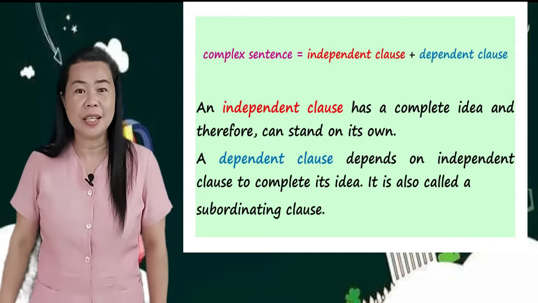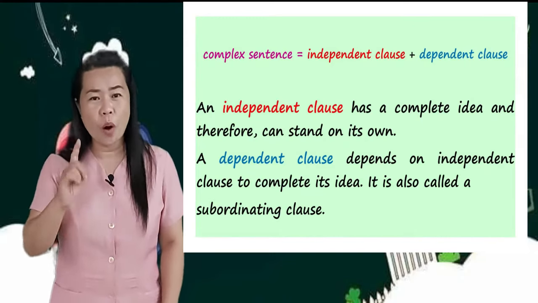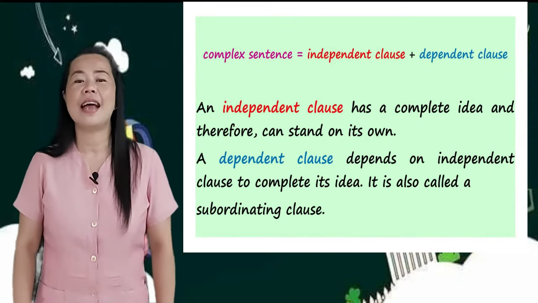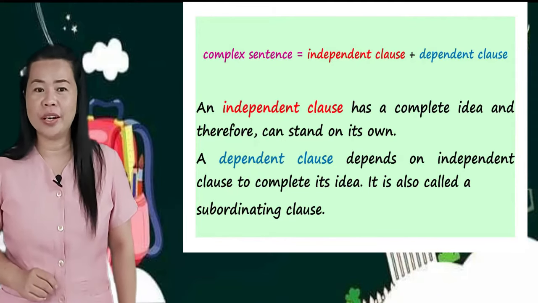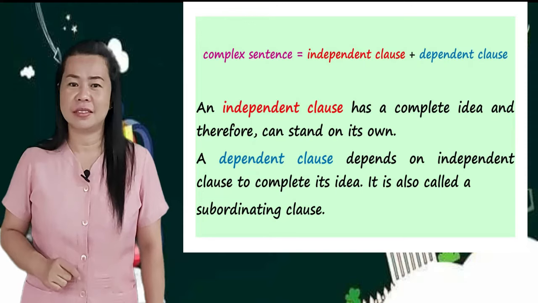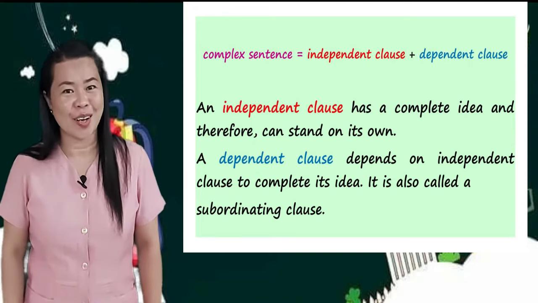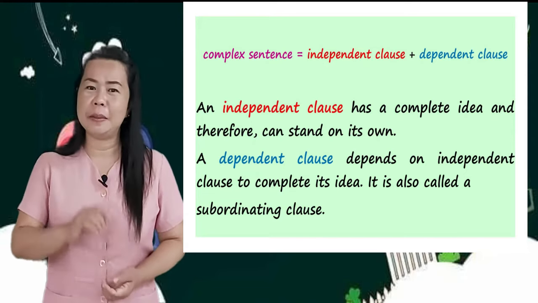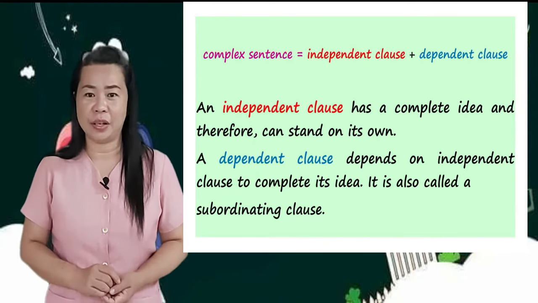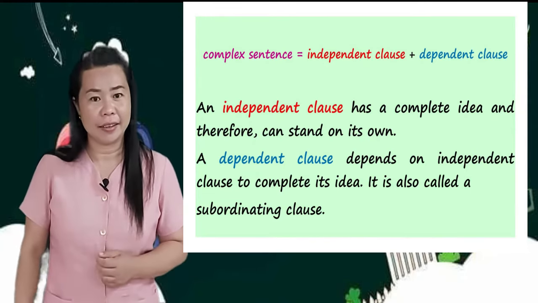Based from the two sentences we have studied, we can say that a complex sentence is made up of an independent clause and at least one dependent clause. An independent clause has a complete idea and therefore can stand on its own. It is a sentence on its own. A dependent clause depends on independent clause to complete its idea.